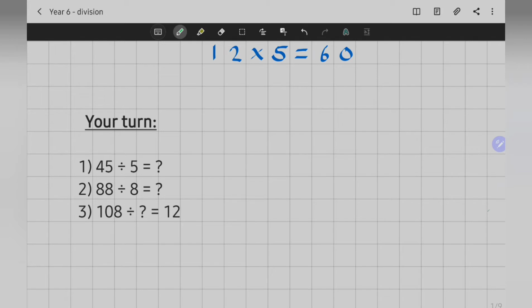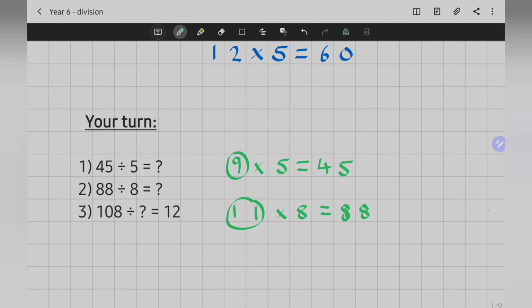How did you find that? Let's have a look. 45 divided by 5 equals, times table knowledge, 9 times 5 equals 45. So my answer should have been 9. 88 divided by 8? Well, 11 times 8 equals 88. Therefore, my answer was 11.